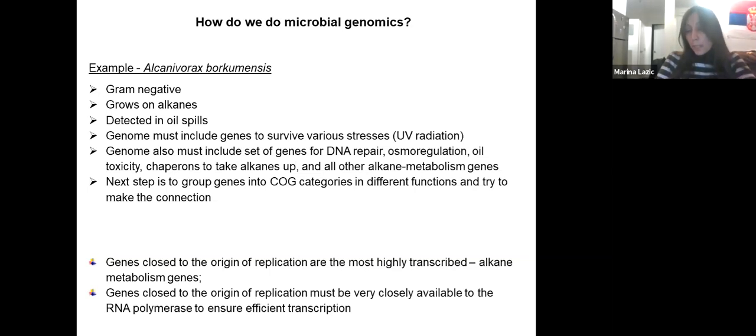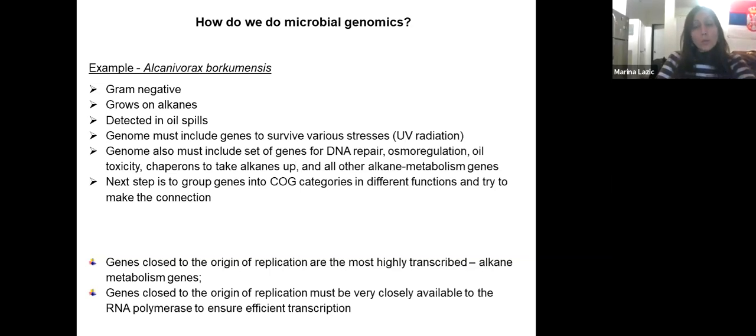If we know that the bacterium lives in alkane-rich conditions, that immediately tells us that the bacterium has to have some genes to survive this stress, not just alkanes but other stresses, because it lives in oil spills. It's not just alkanes that they use as the carbon source. There are also all sorts of other toxins, and there is UV radiation that affects it. So the genome must include genes that regulate metabolism under stressful conditions.